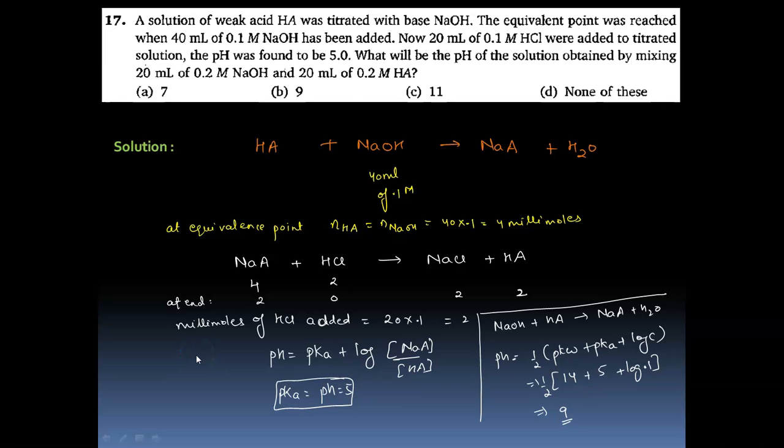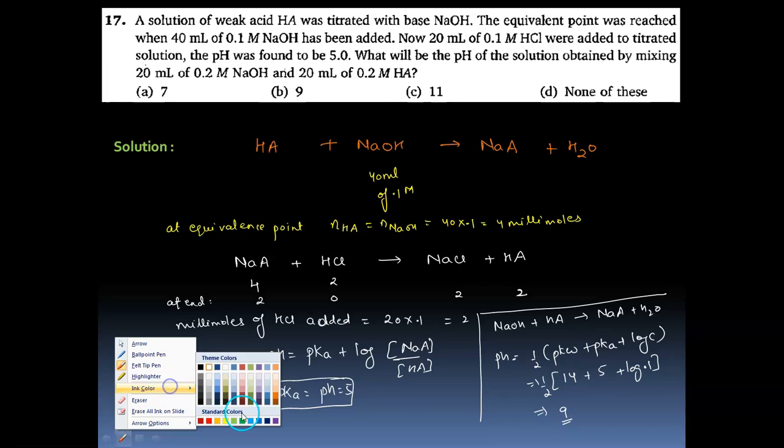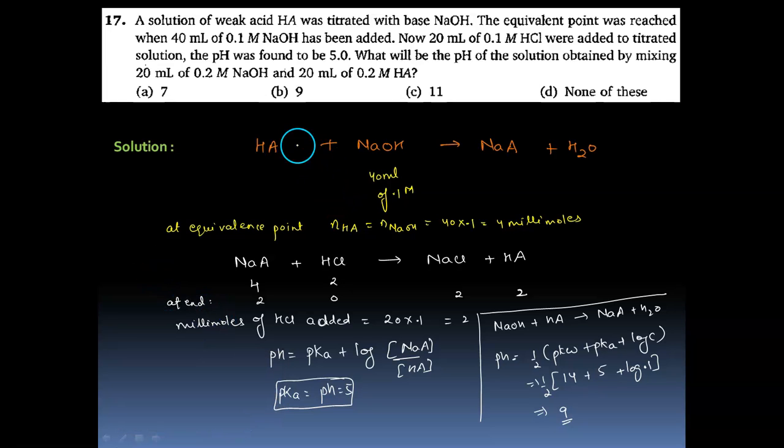Now it's a wonderful question on ionic equilibrium. Let's see what the question is. The question says that a solution of weak acid HA was titrated against base NaOH. So this is a weak acid and NaOH is a strong base. The equivalence point was reached when 40 ml of 0.1 molar NaOH had been added.